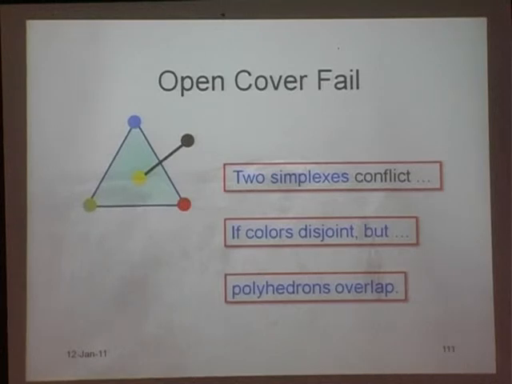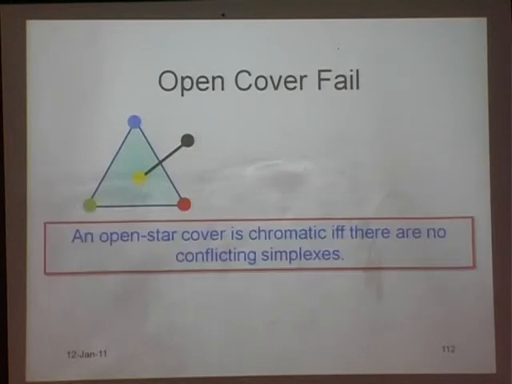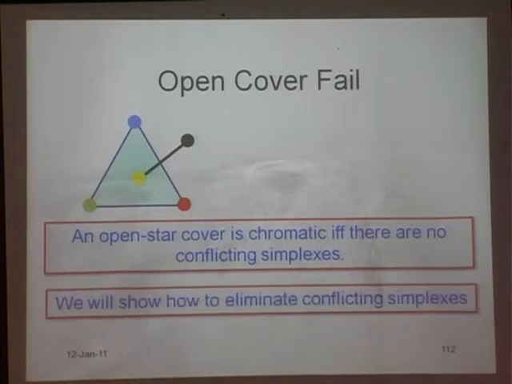So if you're looking at open covers with the stars, then this is not a chromatic covering, because this doesn't lie inside the open star of a yellow simplex, for example. And so, again, it's straightforward to check that an open star cover is chromatic if and only if there are no conflicting simplexes. If there are conflicting simplexes, then it's fairly obvious that it's not chromatic, and the other way is actually pretty easy to do. So then the next step is to talk about how to eliminate conflicting simplexes.